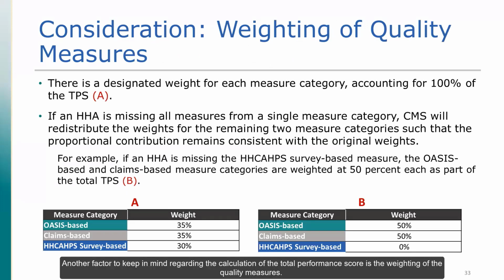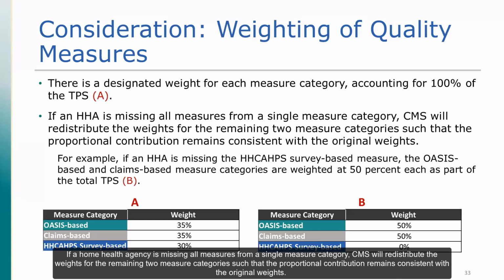Another factor to keep in mind regarding the calculation of the total performance score is the weighting of the quality measures. Each measure category has a specific weight for the calculation of the total performance score. The measures in the OASIS-based category equal 35%. The measures in the claims-based category equal 35%. And the components in the home health CAHPS survey-based measure category equal 30%.